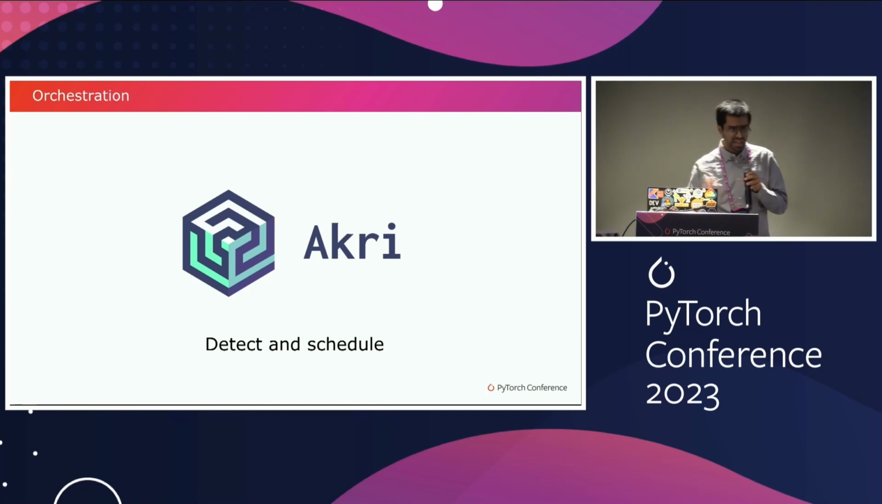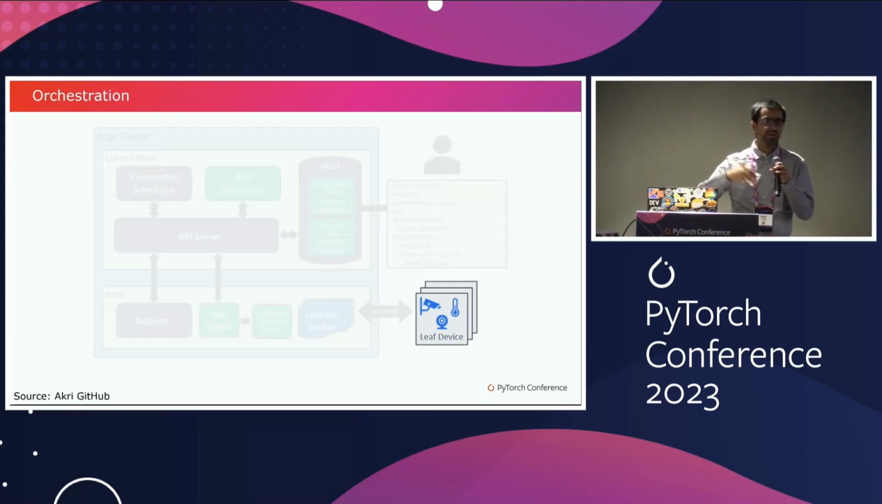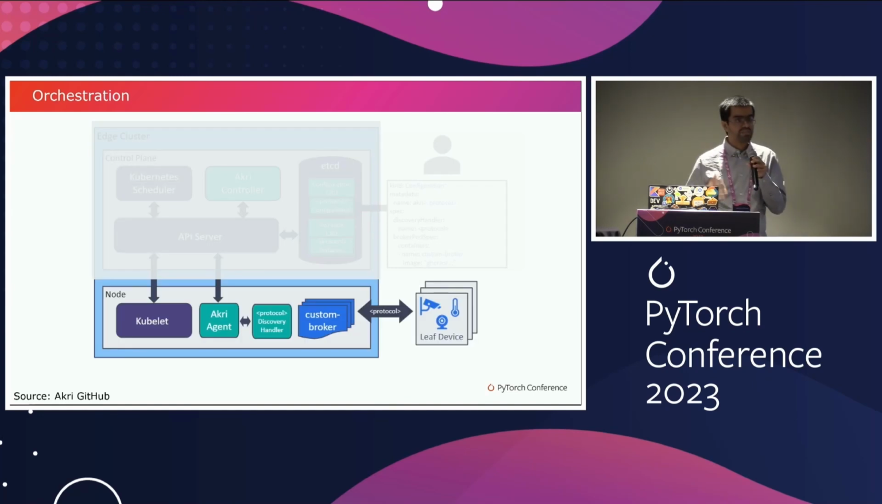And here's a quick look at the Project Akri architecture. So, of course, we'll start with our leaf devices. These could be a plethora of different types of heterogeneous devices, cameras, sensors. And of course, if you're aware of the standard Kubernetes architecture, we have the standard Kubernetes control plane, and within this we have primarily three major things that are specific to Project Akri. So you have the Akri controller, Akri agent, and the custom broker. These all work in sync to be able to detect leaf nodes.